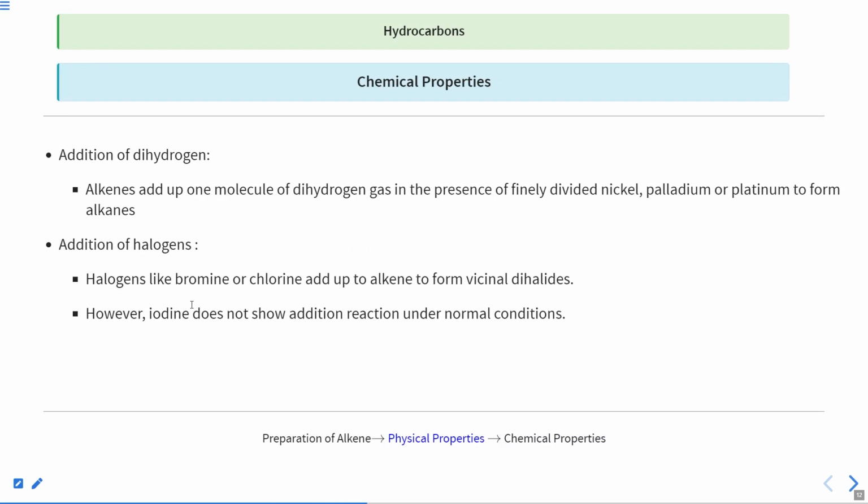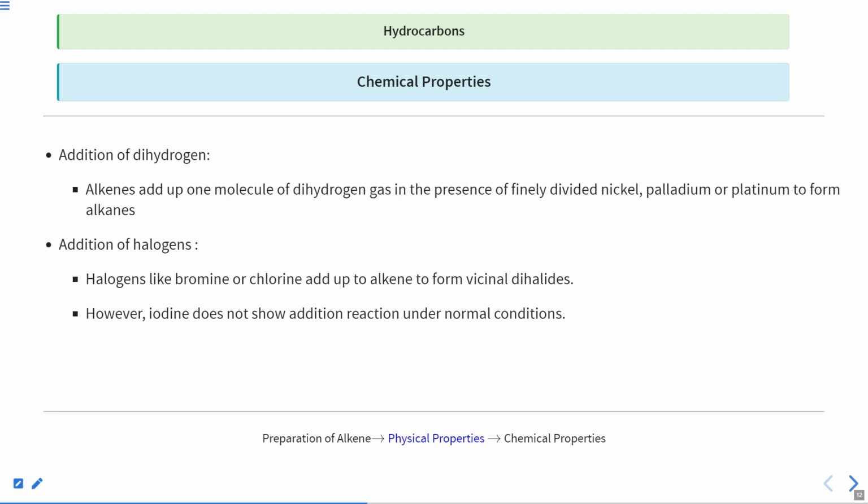So first of all, addition of dihydrogen. Similar to alkynes, alkenes can also add one dihydrogen molecule in the presence of finely divided nickel, palladium, or platinum. In this case we don't use any poison like sulfur molecules, and that results in the reduction of alkene to alkane.